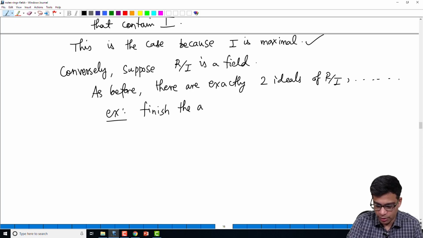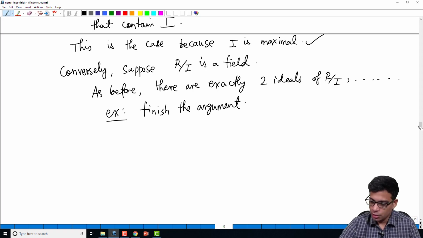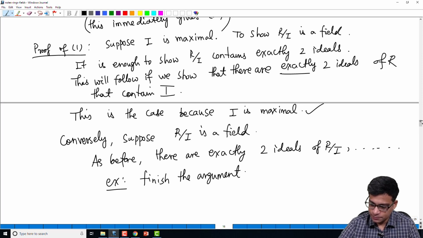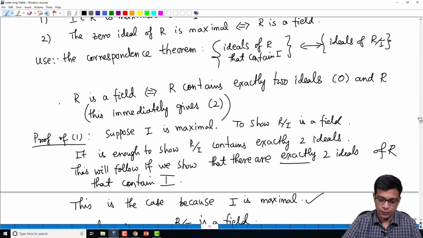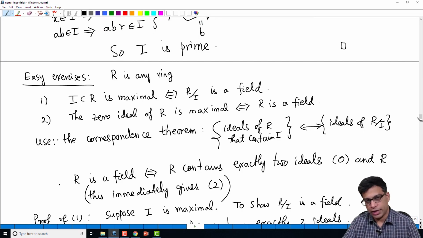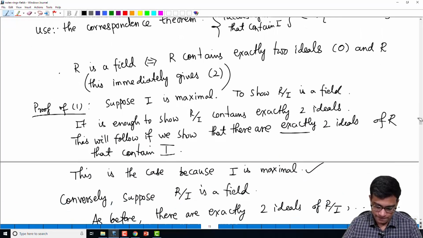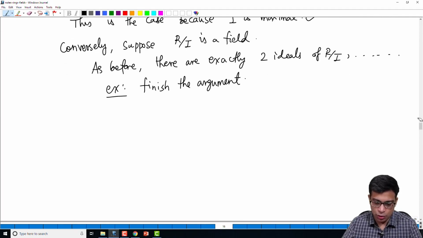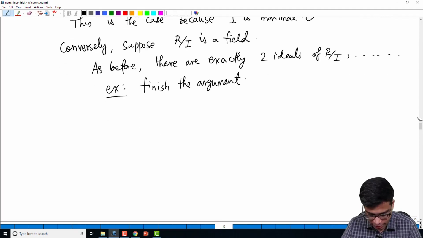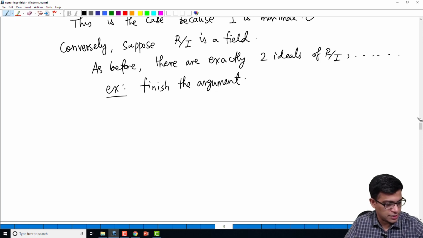In fact, I have done it, but if it's not clear, think about the argument and finish it. So this is a way to characterize maximal ideals of rings. Just like we knew how to characterize prime ideals, remember, they are those ideals whose quotient ring is an integral domain. Here maximal ideals are those ideals whose quotient ring is a field. Okay, so this tells you how to find whether an ideal is a maximal ideal or not. Okay, so now, let me look at some other exercises.